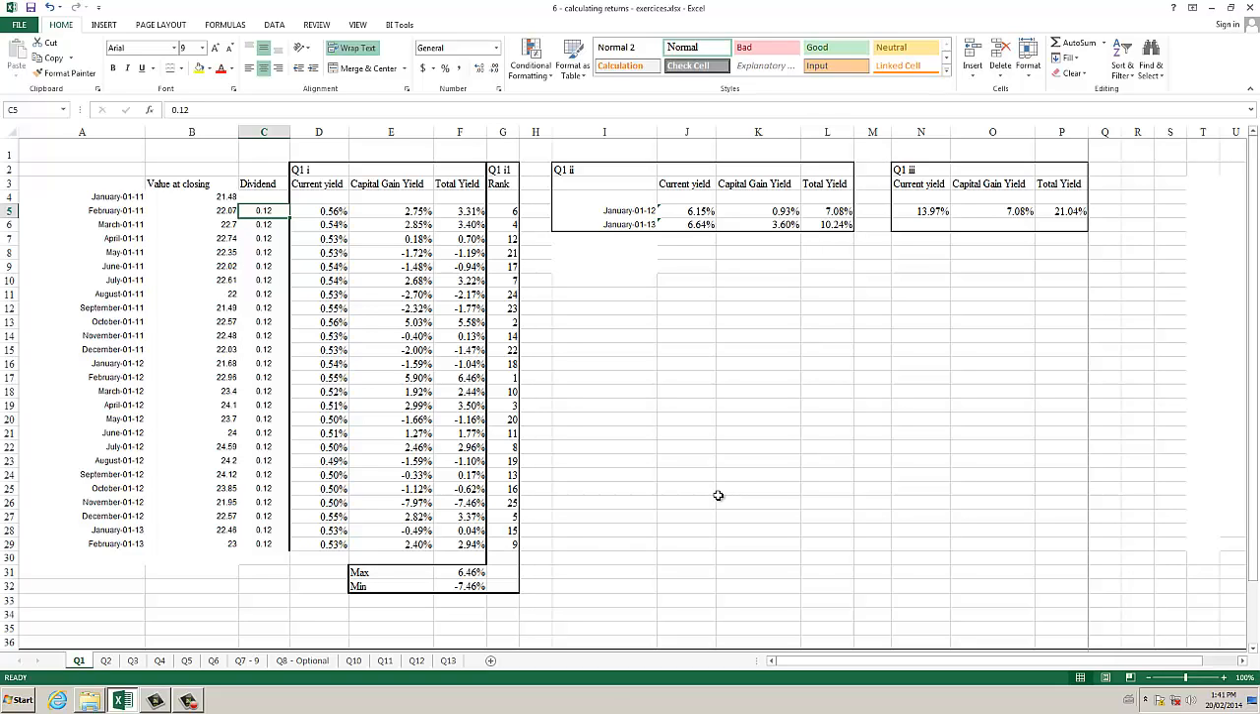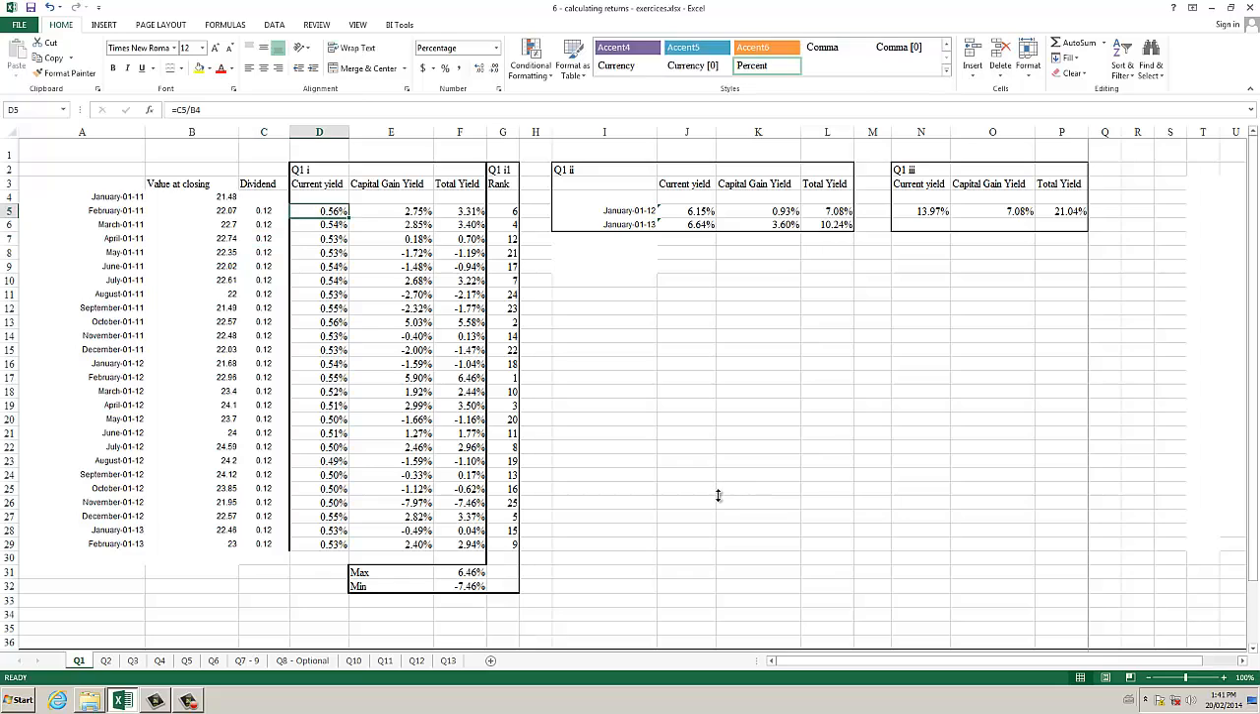So if we look here, the data set that we have has closing values, so values at each of these dates. You'll notice that each one is a month apart from the previous one, so we have monthly values here. With that we're going to be able to calculate the increase in value, so capital gain. Here on this side we have the actual dividend that's being paid out in that particular month. So our current yield, dividend yield.